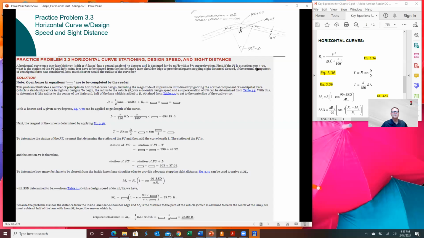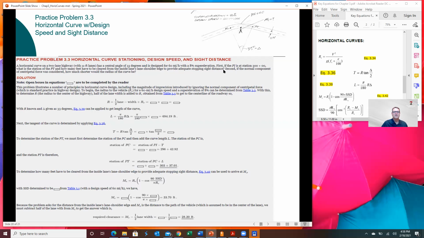If the PI station is at 300, so I marked it out, the PI where the two tangents meet is at 300. What is the station of the PT, the ending station, and how many feet have to be cleared from the inside lane's shoulder edge to provide adequate stopping sight distance? That's as far as I'm going to go in this problem. The second part of the problem where they talk about normal and component of the centripetal force, I don't think that's as important. I'm just going to stop right here.